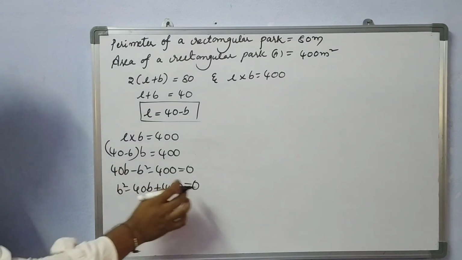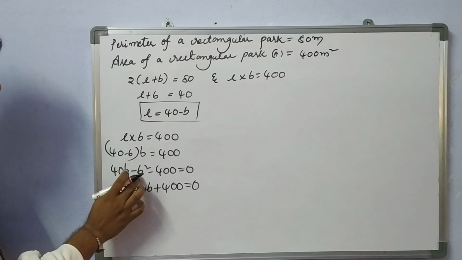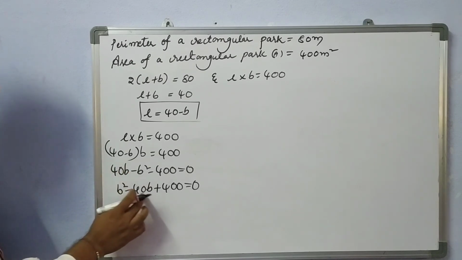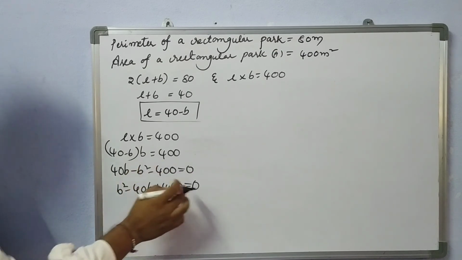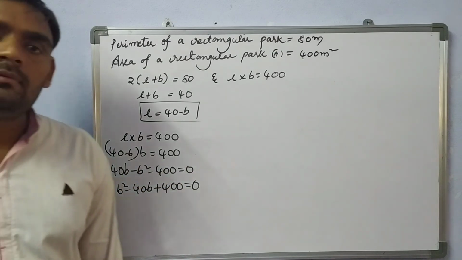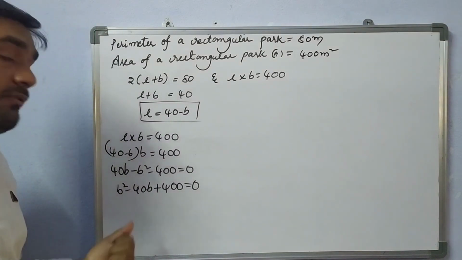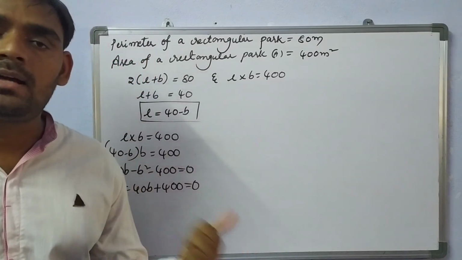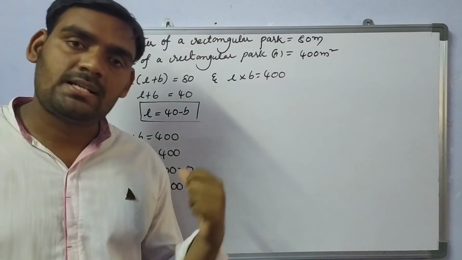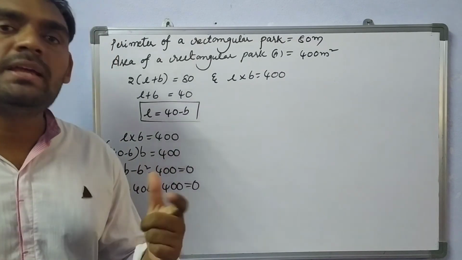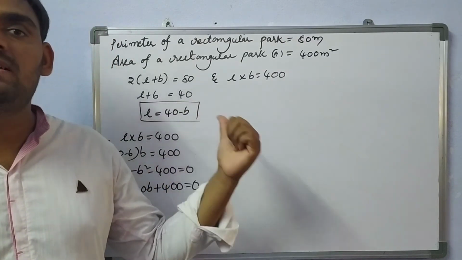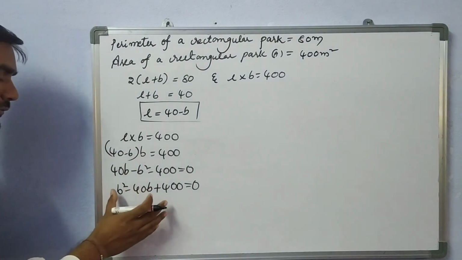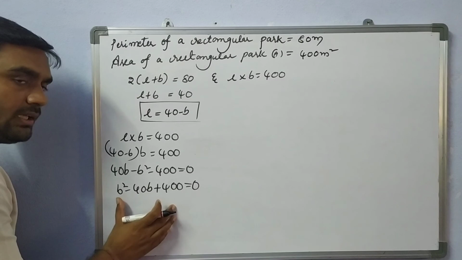Here we multiplied with minus: minus into minus B square gives plus B square, 40 into minus gives minus 40B, and minus into minus 400 gives plus 400. Now it is in the form of a quadratic equation. If the discriminant value is greater than or equal to 0, we can make a rectangular park. Otherwise, we cannot make a rectangular park. If we can make it, we need to find the dimensions. First of all, we need to find the discriminant of the quadratic equation.